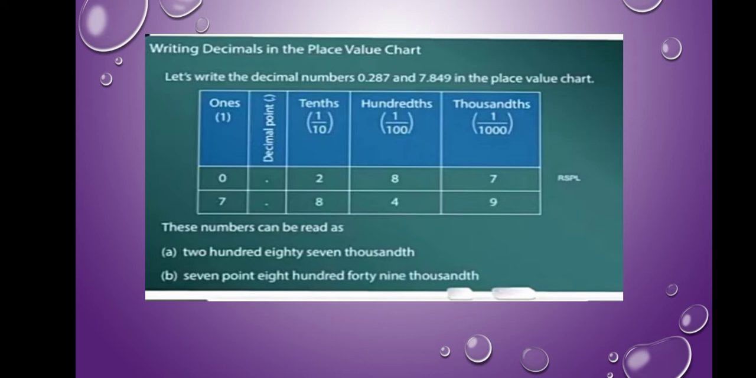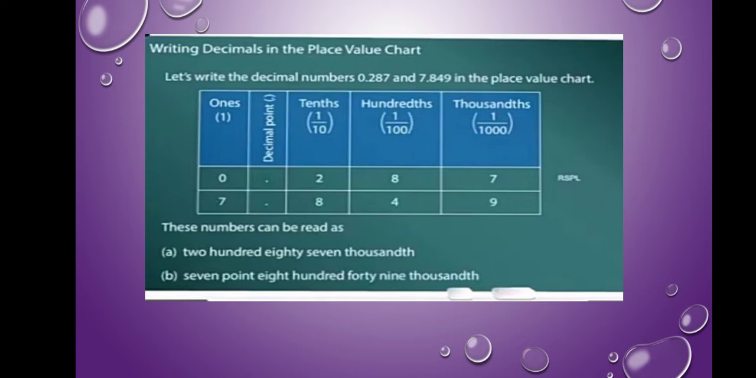Writing decimals in the place value chart. We have the place value chart here. Let us write the decimal numbers 0.287 and 7.849 in the place value chart. These numbers can be read as 0.287 and 7.849.